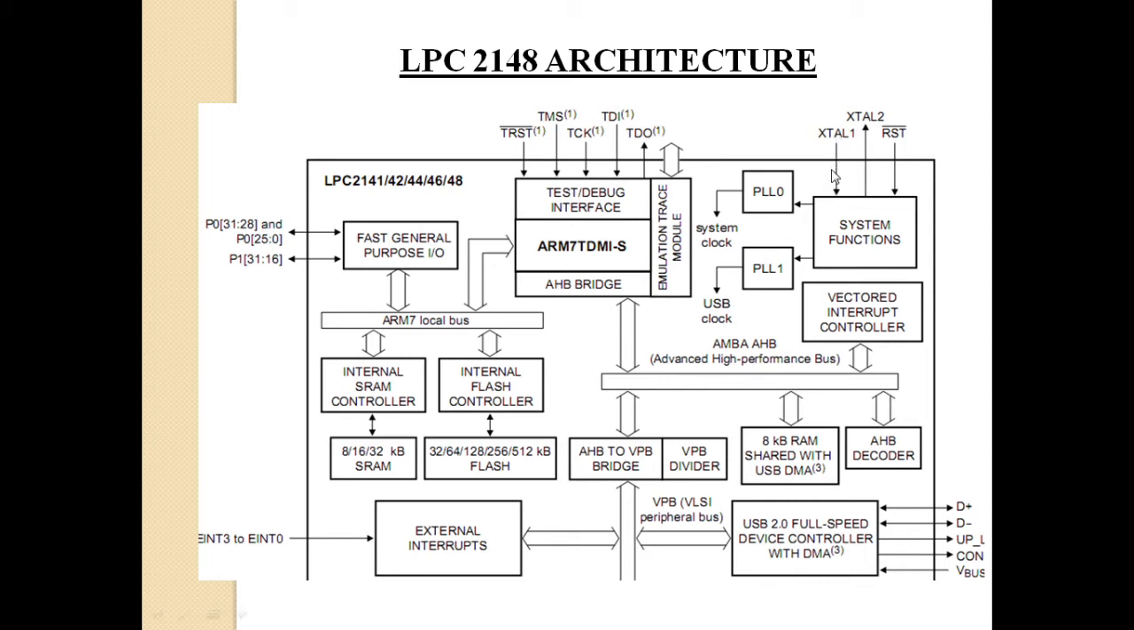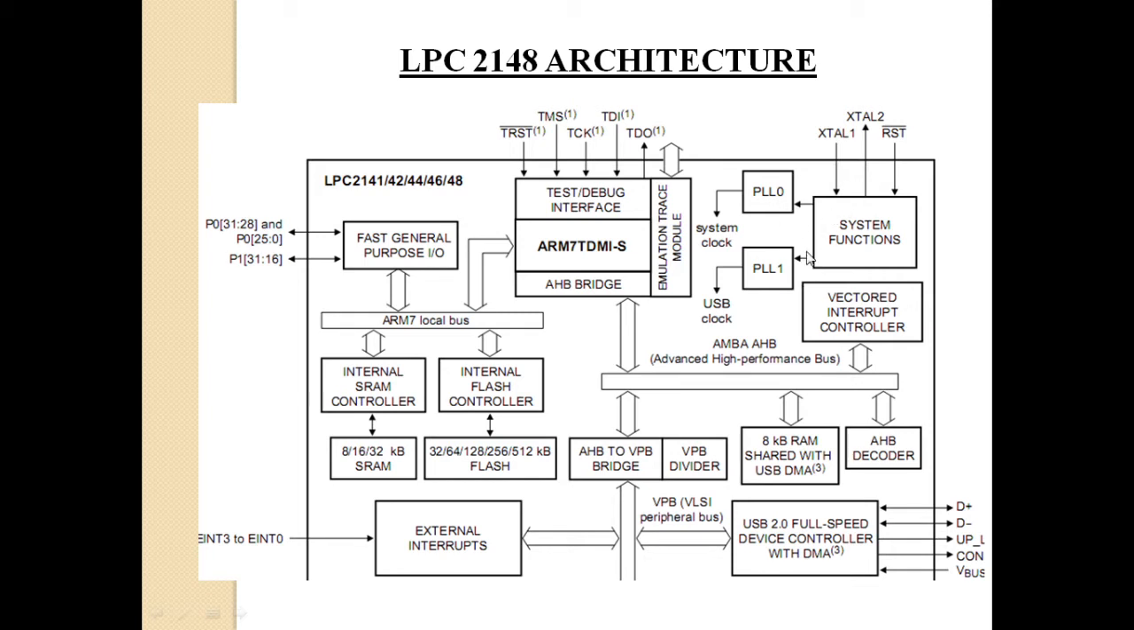So the crystal oscillator will have two inputs. One will be clock in, which is shown by this one. It will get the clock in from the controller, and it will start vibrating at its own frequency. That frequency will be given back to the controller through this line, right? So this system functions block is used for connecting the crystal oscillator for the clock device.